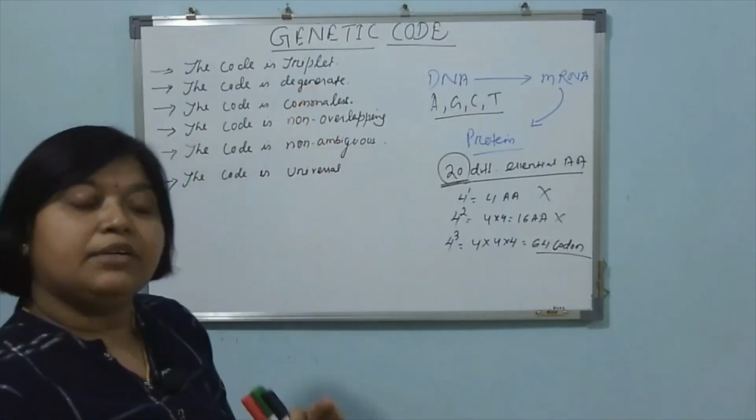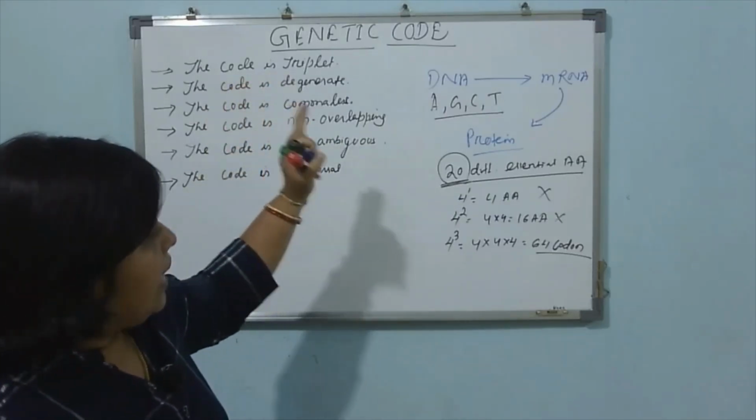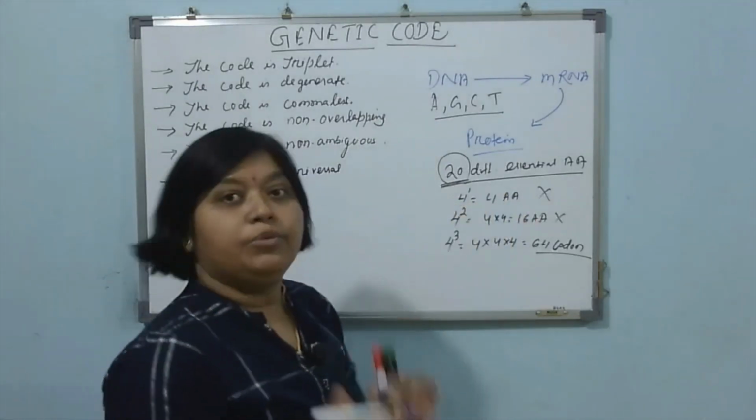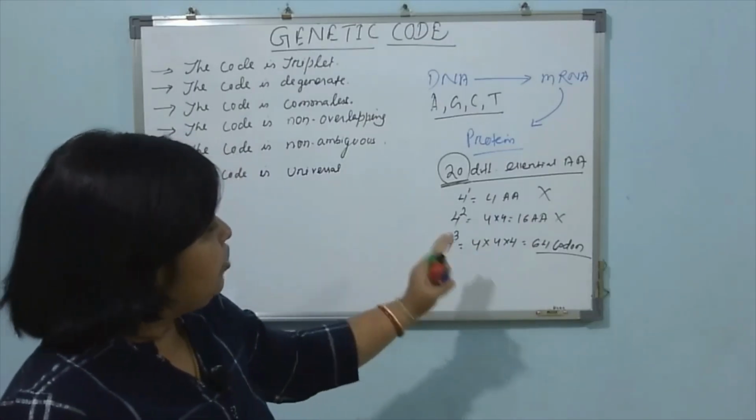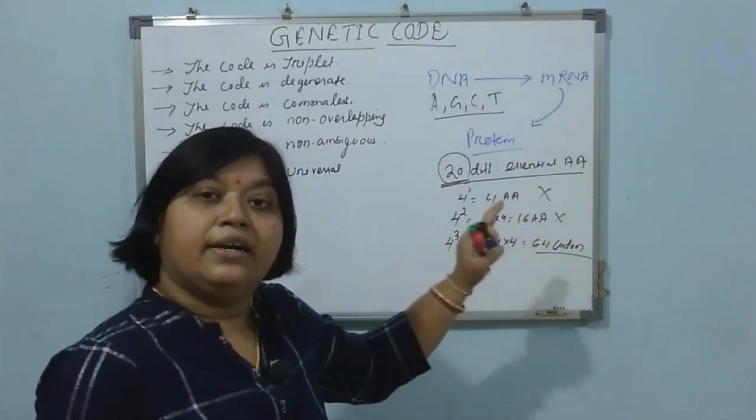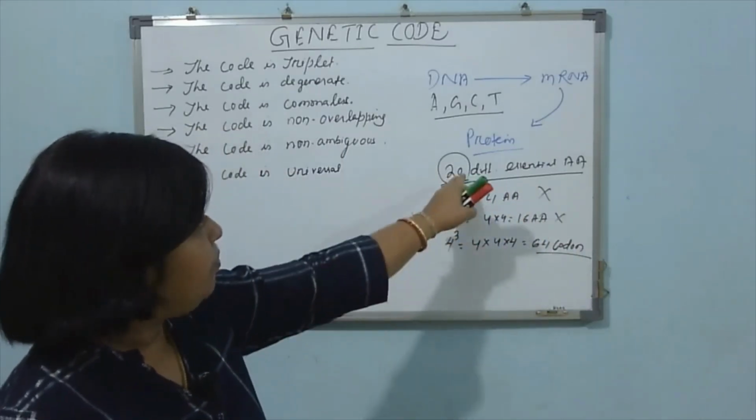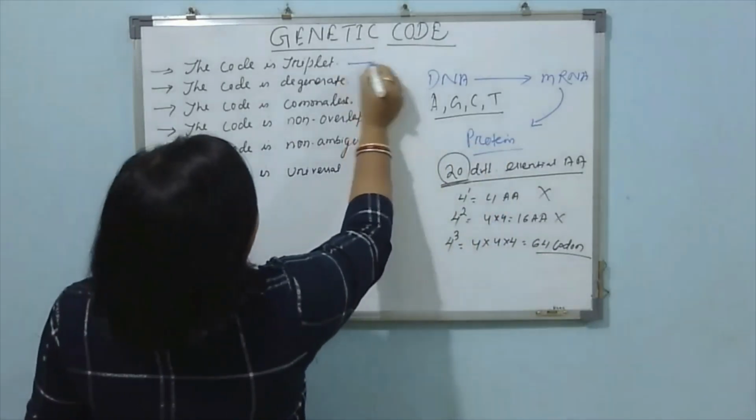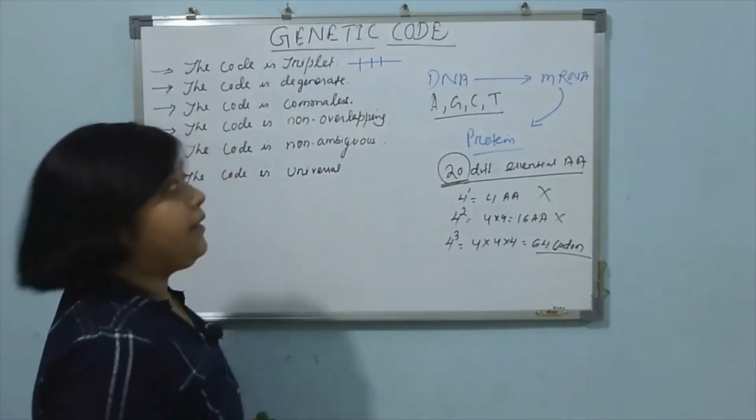Genetic code has 6 different properties. First property is the code is triplet. As we have already seen, if we take a singlet codon, we can write only 4 amino acids. If we take a doublet codon, we can write only 16 amino acids. If we use a triplet codon, we can write 64 different triplet codons. So by using 64 different codons, we can write 20 different essential amino acids. So this genetic code should be triplet.